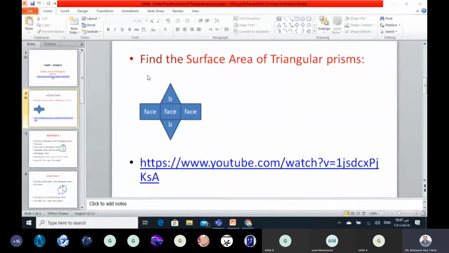Today we want to learn how to find the surface area of a triangular prism. This is the open figure. As you see here, in the open figure, we have 3 triangles: 1, 2, 3. This is face 1, face 2, face 3. And we have the bases. This is the first base and the second base. The 2 bases here are parallel and congruent. Now see with me this video.